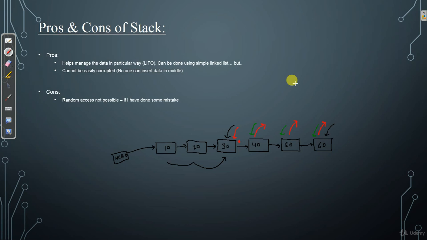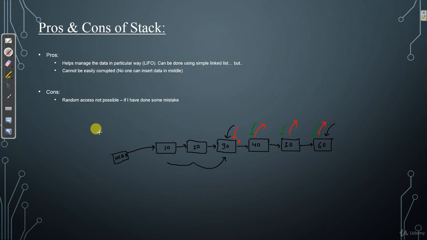So you see, there is so much extra effort required. First we have to pop out all the nodes, store them in some other place, and then once again push them back in the stack. It's time consuming because we have to do multiple push and pop operations. Also it is space inefficient because we have to temporarily store all these popped out nodes somewhere and then push them back to the stack. So these are the major pros and cons of stack.